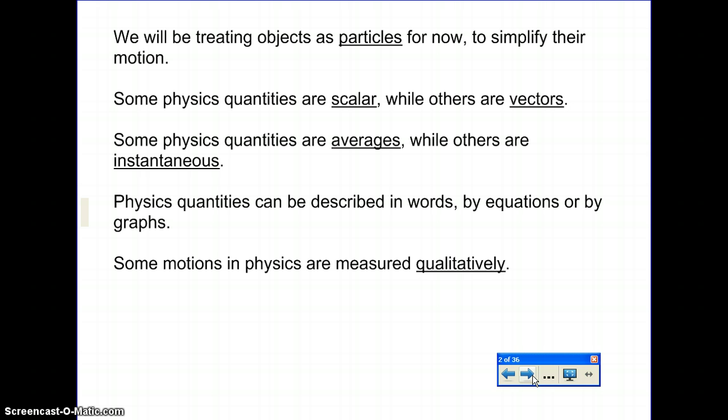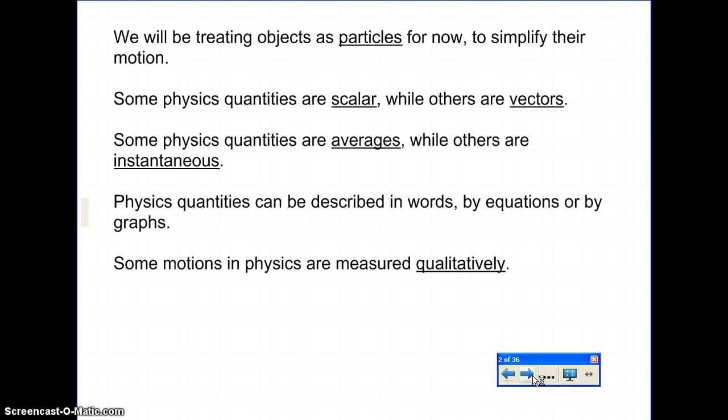Physics quantities can be described in words, by equations, or by graphs. And you'll come to find that on the AP exam and on my tests, any one of these three is a sufficient and satisfying way to answer a physics question. If you're a verbal person and the best way for you to go about answering a physics question is just to give me a narrative, just describe it in your own words, that's fine. I'll accept that as long as all the physics that you describe verbally is accurate.